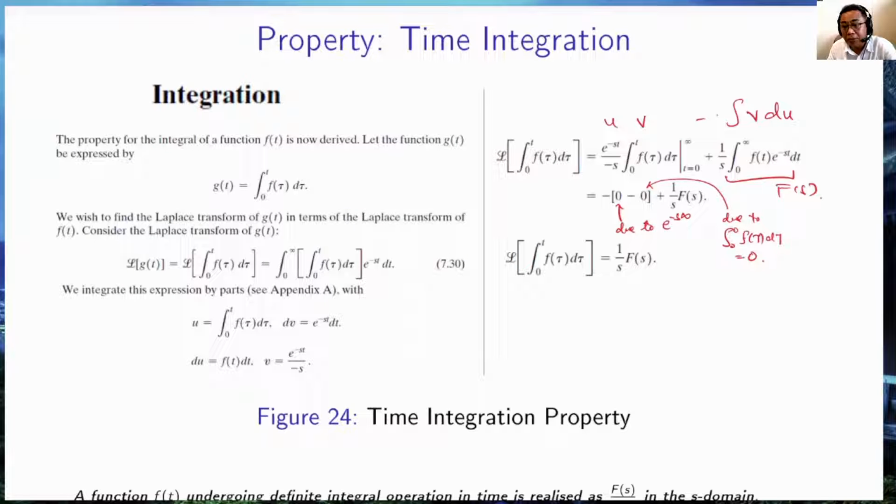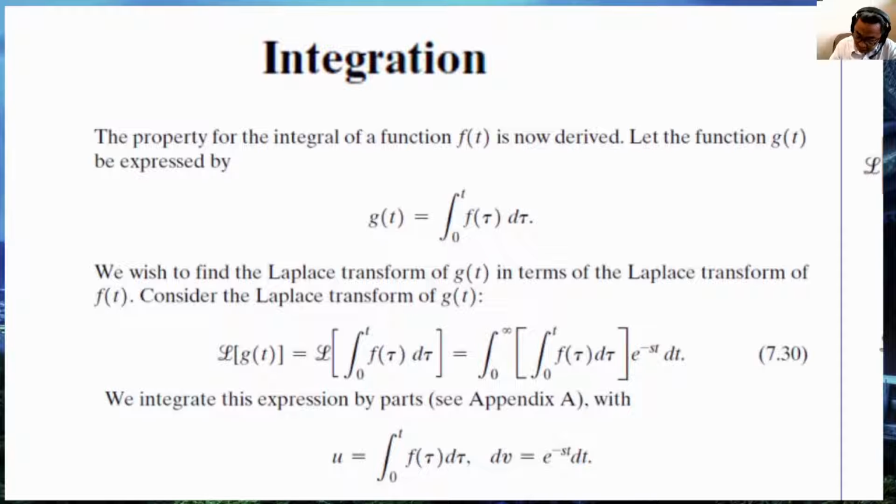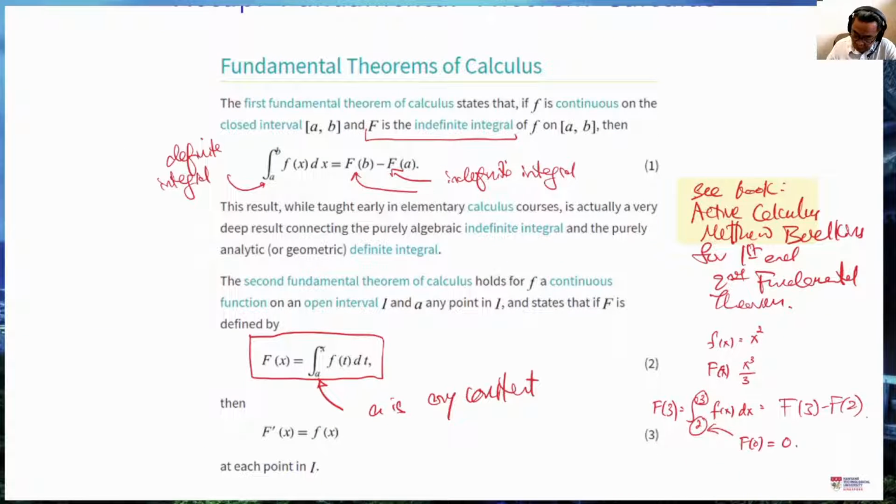This is the time integration property proof. We are given an expression that is the accumulation of f of tau from 0 to t is equal to g of t. Once you look at this, actually this is the fundamental theorem of calculus, one of them. In the next slide, we'll remind you what the fundamental theorem of calculus is.